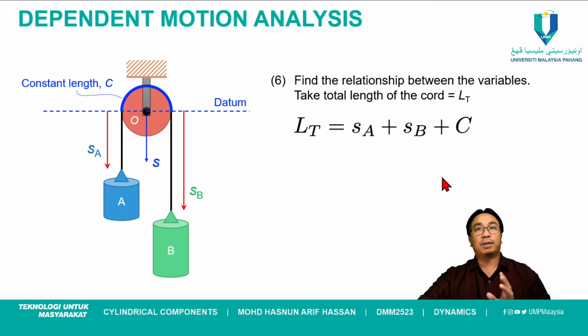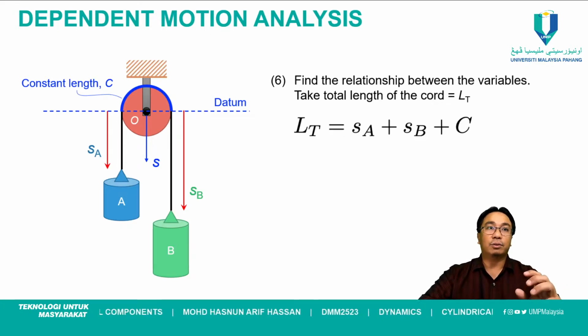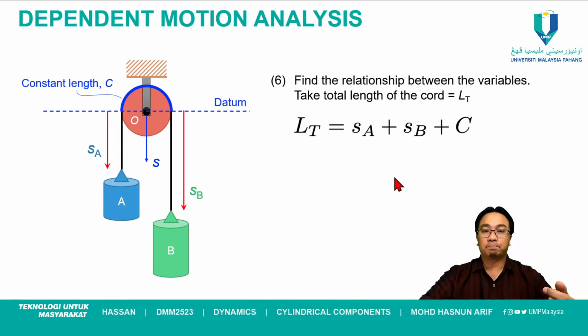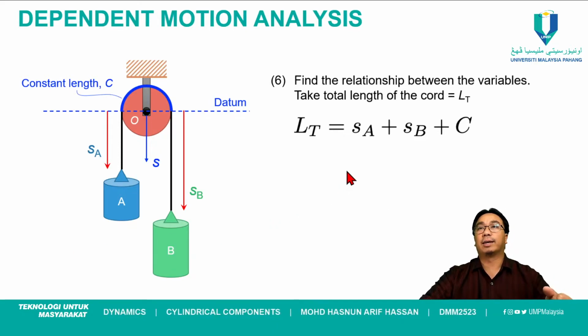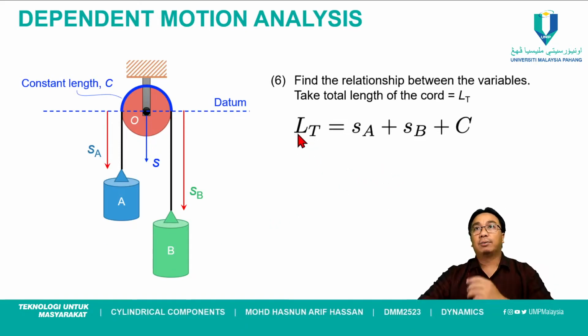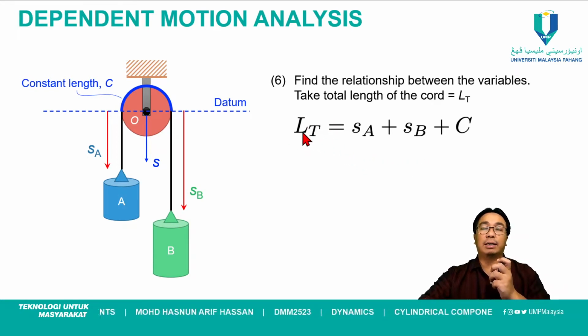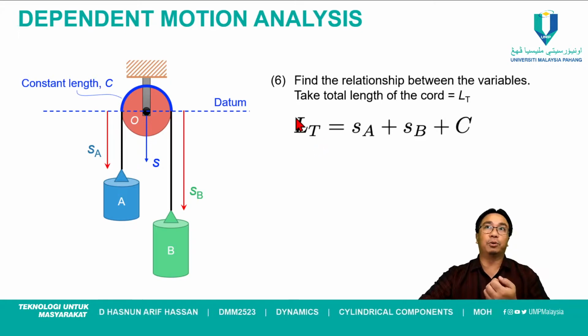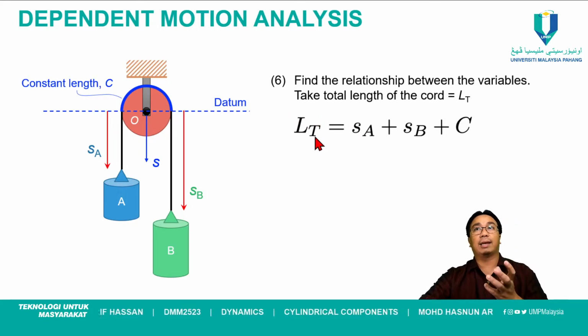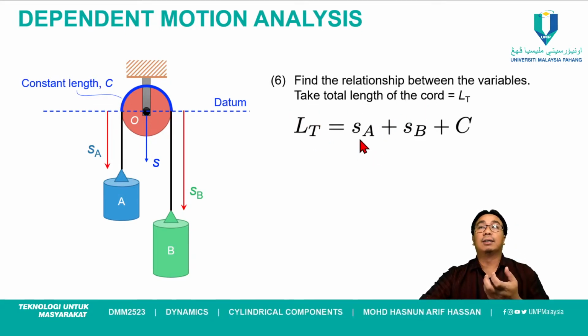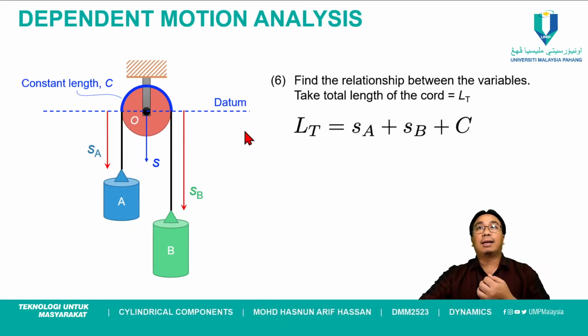Ada siapa-siapa yang keliru? Any of you is confused about this? I can explain again. Ataupun semua faham? Boleh semua? Okay. Alright, good. So now, daripada ni kita ada altogether ada empat component. There are 4 components. Kita ada LT, total length of the tali, of the cord, SA, SB, and the constant length C.